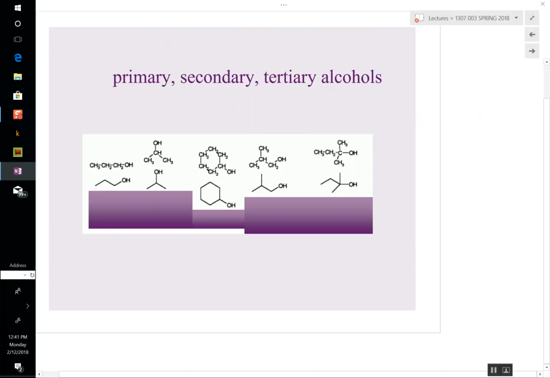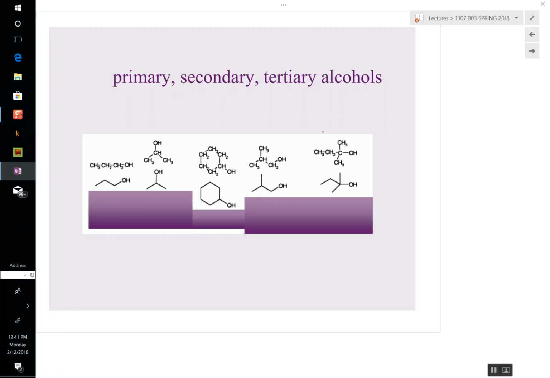To warm up here, I don't know if I can do this. No, I can't. Let's make this bigger. Hopefully you can see it. Take a look at these. There's 5 of them here from left to right. Let's figure out what each of these is. Is it a primary, secondary, or tertiary alcohol?